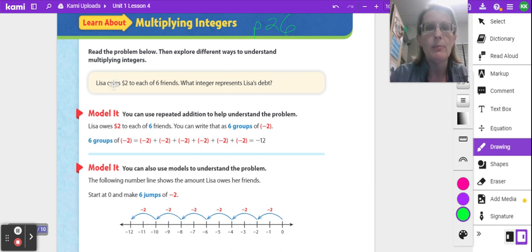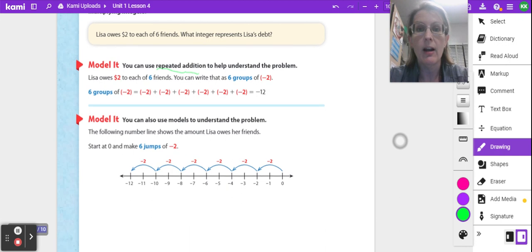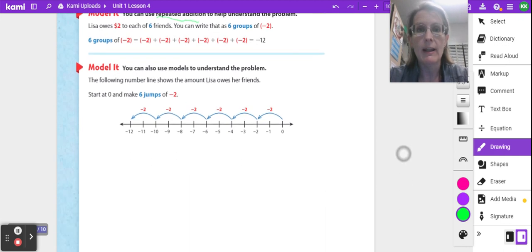Well, if she owes money, we know that's a negative. So our first model is using repeated addition because we know multiplying is repeated addition. So every one of her friends has to owe $2. So 2, 4, 6, 8, 10, 12. That's $12, and we know it has to be a negative. So we know we're going to get negative 12. But once again, remember that we're focusing on the concept, not just knowing the answer.